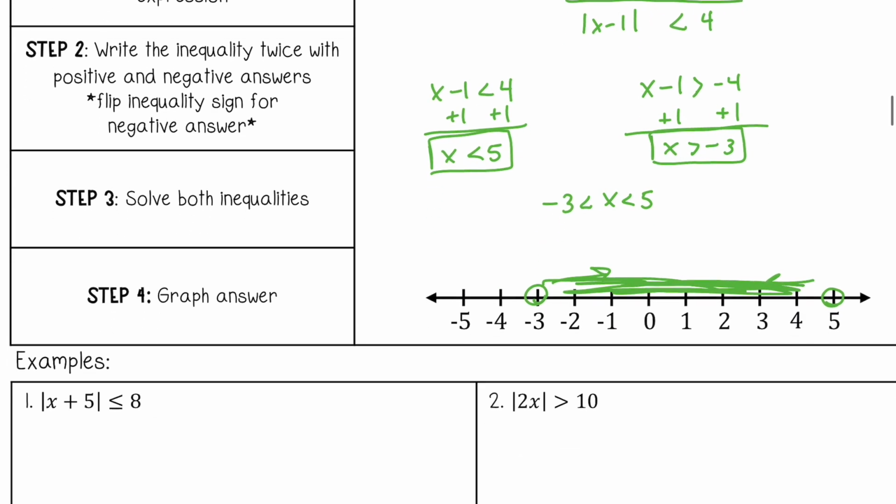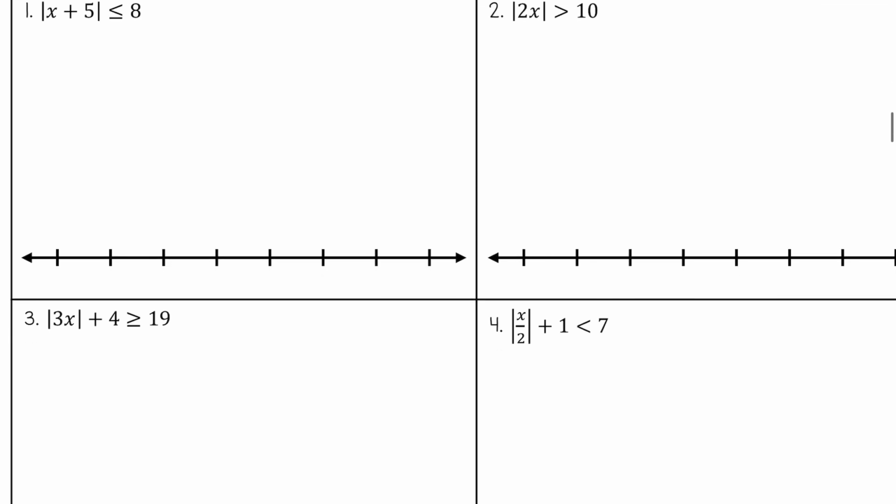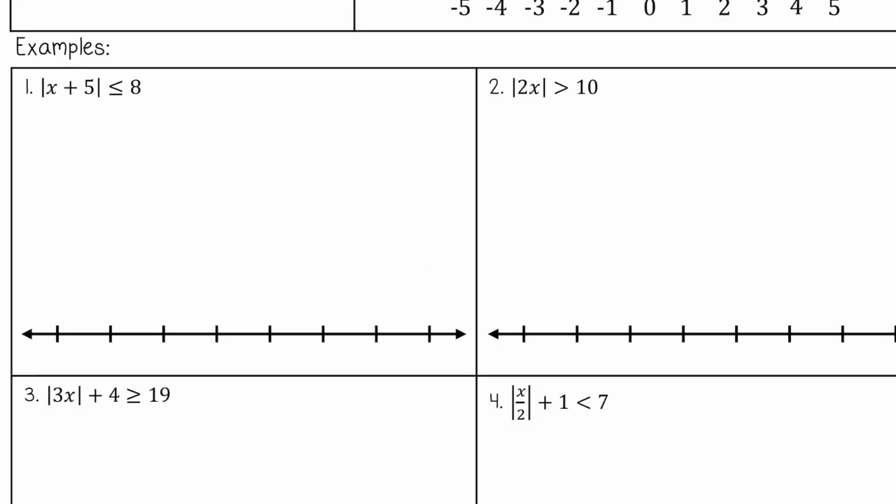All right, so go ahead and try those examples below by yourself and pause the video, and then I will come back and go over them with you. On the first example, let's follow the steps. Step 1 is to isolate the absolute value expression. Well, it's already by itself on one side, so we can skip step 1 and move on to step 2. We want to write the absolute value expression without the absolute value symbols twice, and then bring down the inequality symbol, and then we're going to write it again. And remember, flip that inequality symbol, and then negative 8. And we're going to solve it.